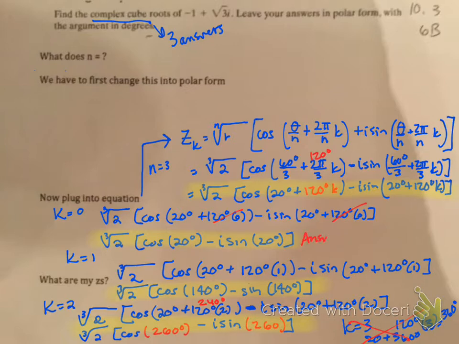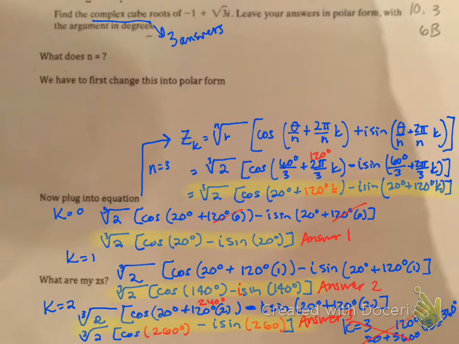Answer number 1 is the cube root of 2 times cosine of 20 degrees minus i sine of 20 degrees. I have answer number 2, which is the cube root of 2 cosine of 140 minus i sine of 140. And then finally, answer number 3, the cube root of 2 cosine of 260 degrees minus i sine of 260 degrees. So those are my z's, or my complex cube roots.